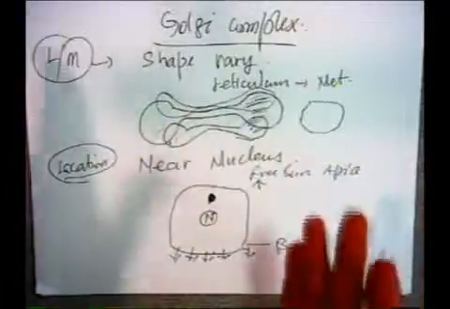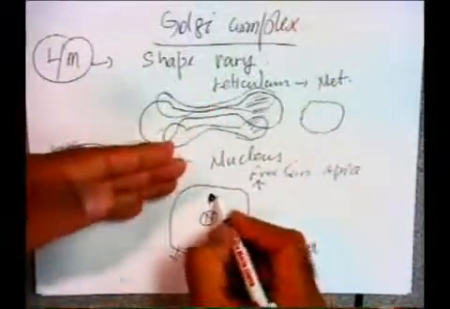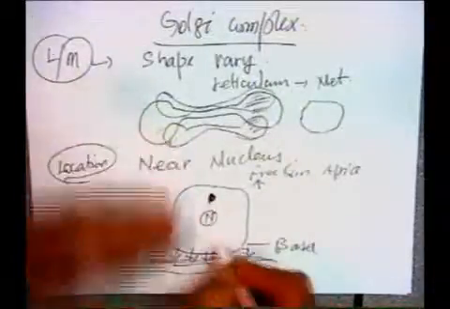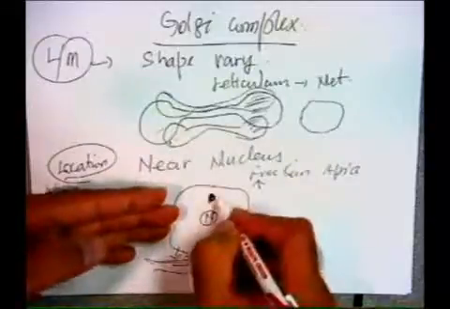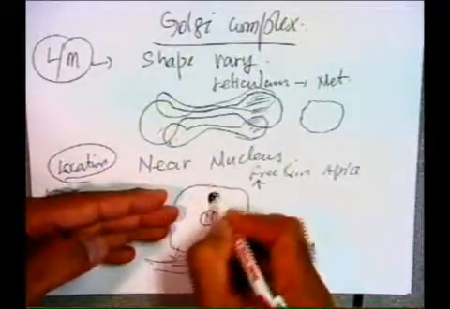So you have to look at cells wherever there's a free surface, and below that you will find other tissues. Don't worry about this, this is the basal side. It won't be present there, but it is present over here, near the nucleus.